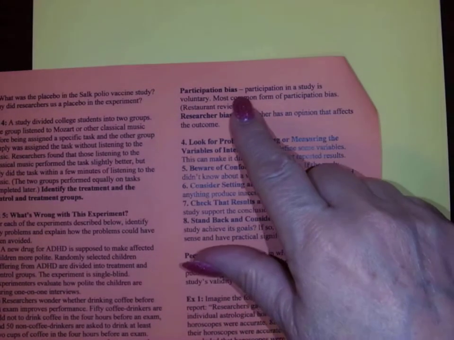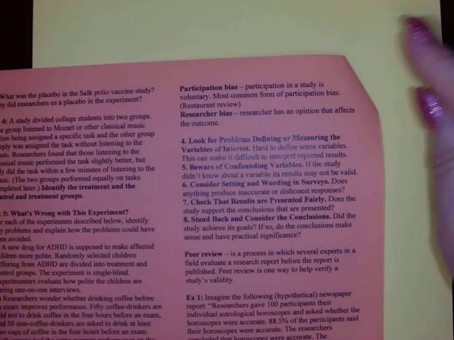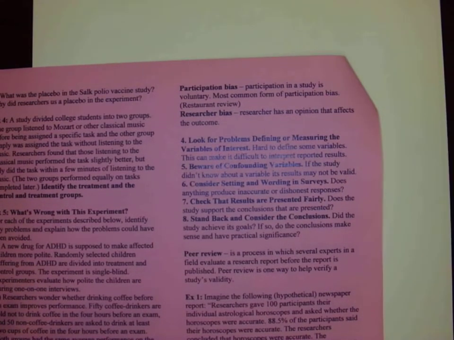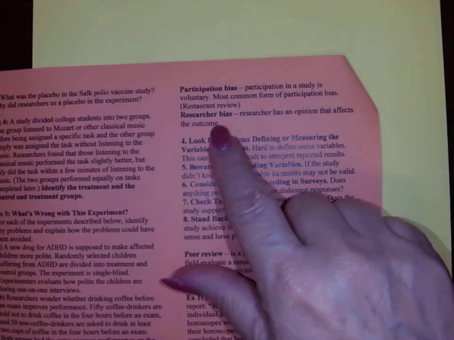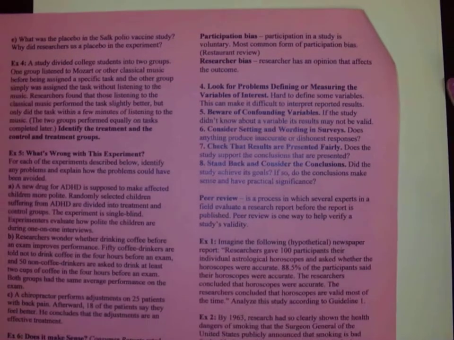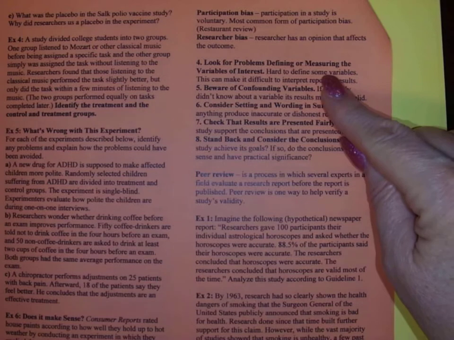There's also participation bias. That's when participation in a study is voluntary. This is the most common form of participation bias. We'll get into some of the examples, but basically a restaurant review. Researcher bias: the researcher has an opinion that affects an outcome. And then looking for problems defining or measuring the variables of interest. That's number 4. It's hard to define some variables. This can make it difficult to interpret the reported results.